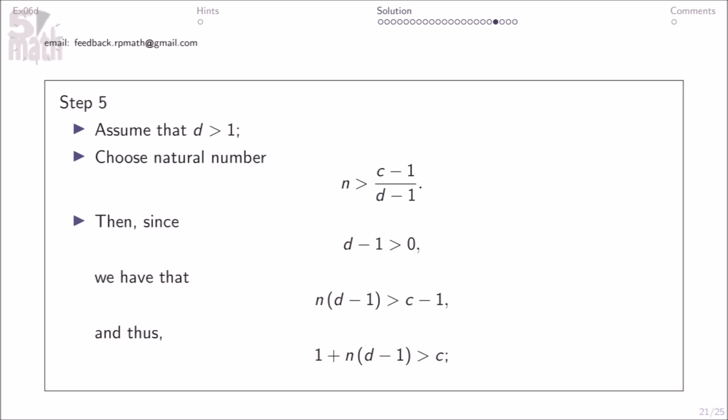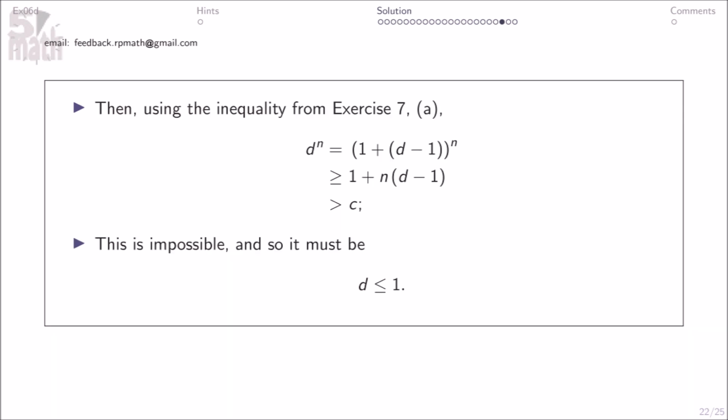Step 5. Assume that d > 1. Choose a natural number n > (c − 1)/(d − 1). Then, since d − 1 > 0, we have that n(d − 1) > c − 1, and thus 1 + n(d − 1) > c. Then, using the inequality from exercise 7a, d^n > c. This is impossible, and so it must be d ≤ 1.